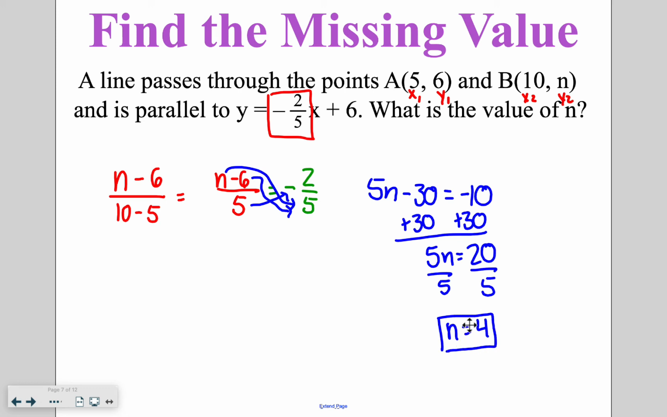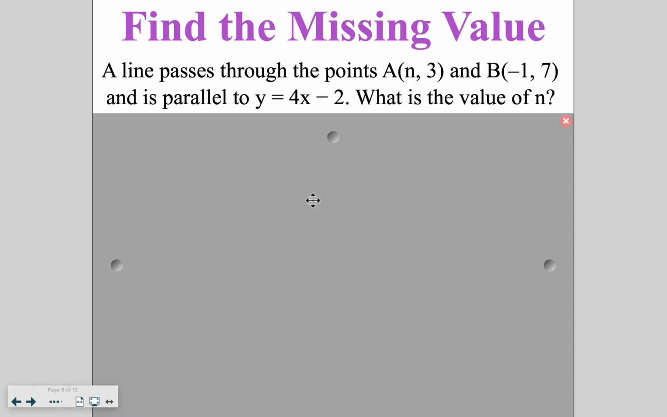Once again, when you are calculating these things, you could plug it back in, and I would see that 4 minus 6 is negative 2 over 10 minus 5, which is 5. Negative 2 over 5, or negative 2/5, is what we wanted for our slope. Go ahead and try this one on your own.